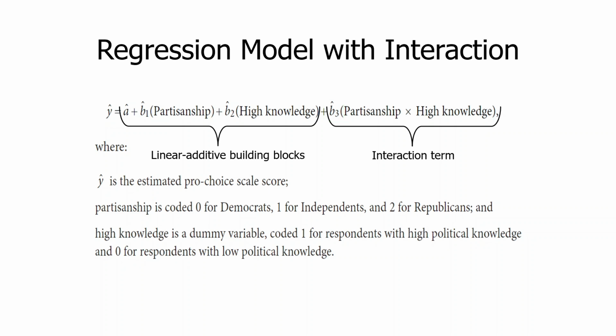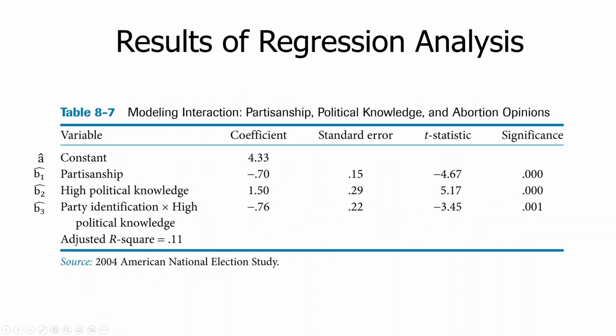And here are the estimates, and the format for this table is actually what you're more going to be familiar with looking at a computer output. It's different from the other formats in this chapter, but this is a much more common way of presenting regression results. All right, let's see what we have here. The constant is 4.33. This then will be the scale score for low information Democrats because partisanship drops out. High knowledge doesn't occur because it's low information, and therefore the interaction term is also 0.